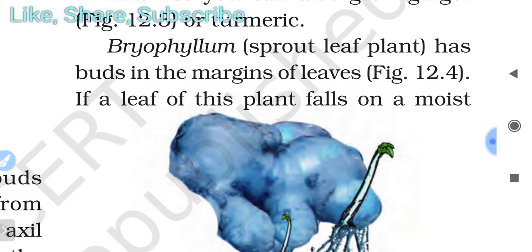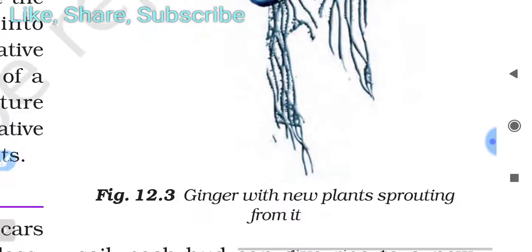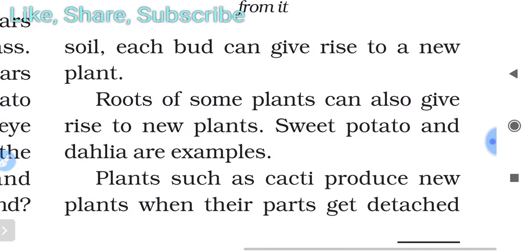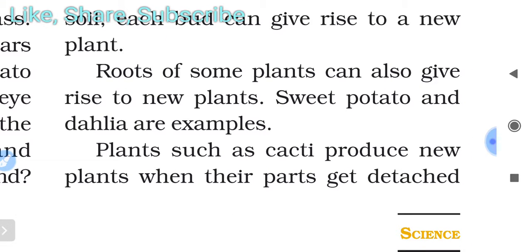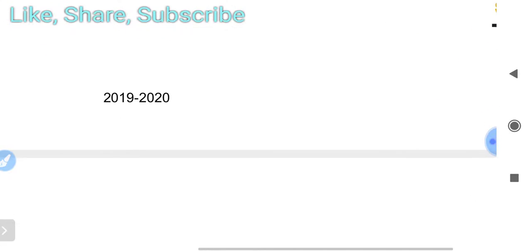Bryophyllum. If you see the leaf of this plant, it has buds in the margins of the leaves, as you have seen in figure 12.4. This is the ginger, figure 12.3. If a leaf of this plant falls on moist soil, each bud gives rise to a new plant. Roots of some plants can also give rise to new plants. Sweet potato and dahlia are examples. Plants such as cacti produce new plants when their parts get detached.